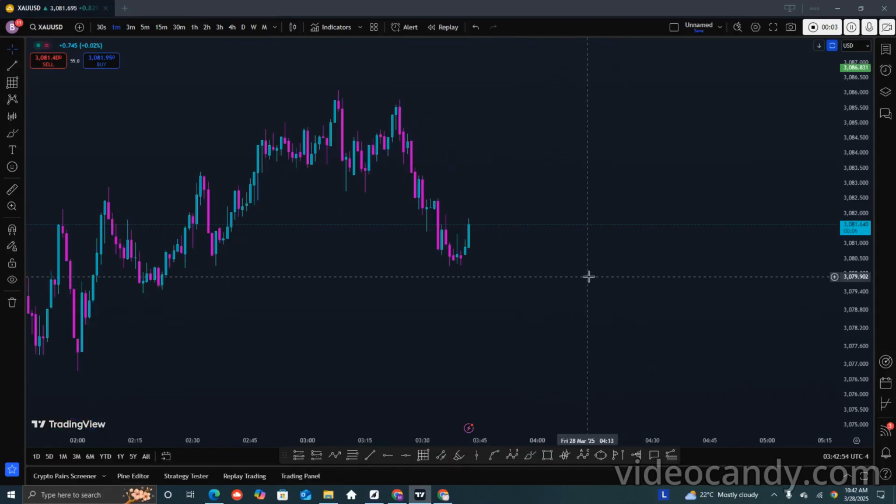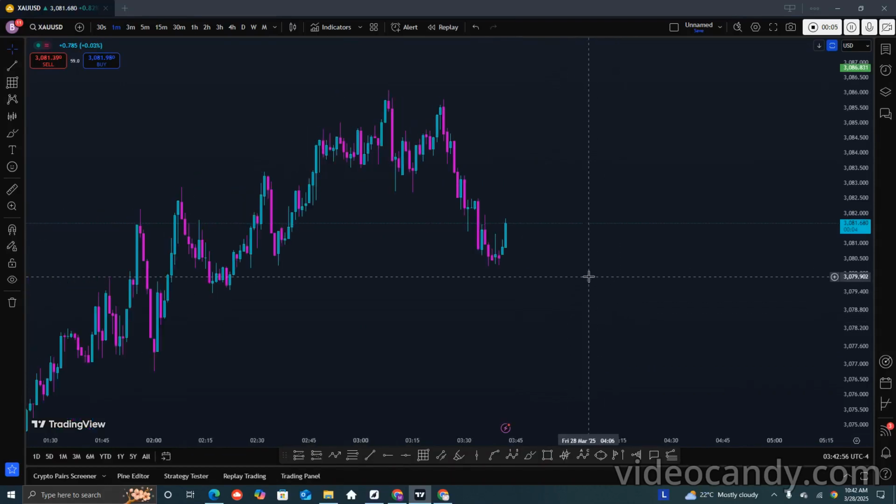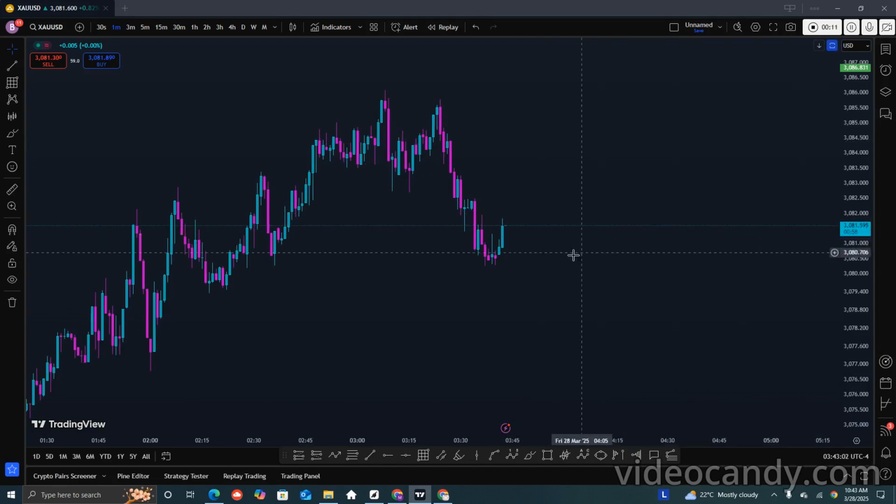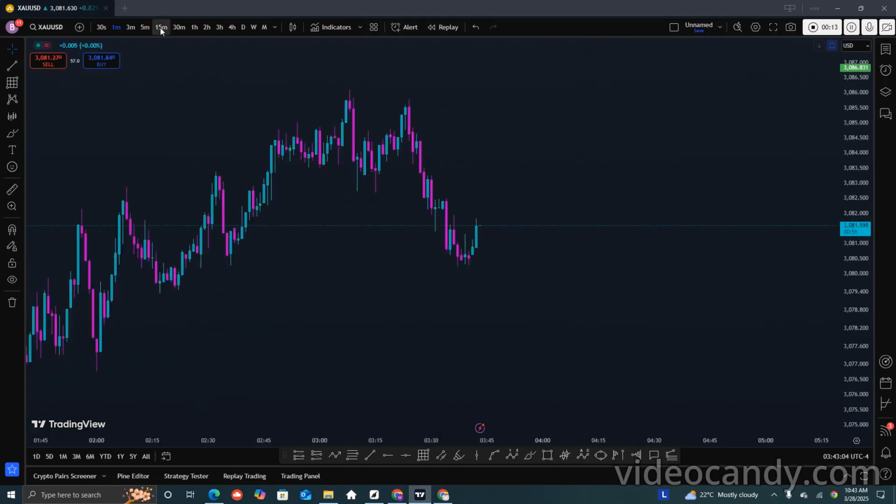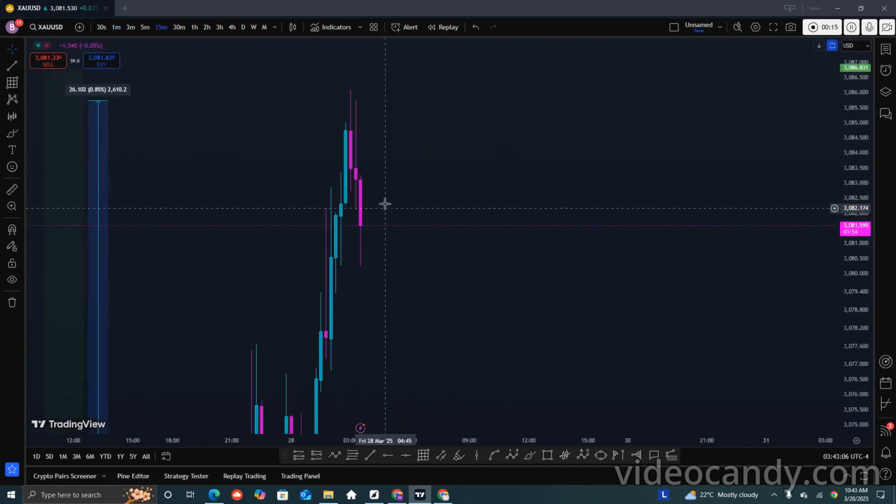So guys, what I'm trying to look for here is a short opportunity, but I'm very concerned about the 15-minute structure. You see, I want to see whether they are grabbing liquidity here before they continue pushing up.